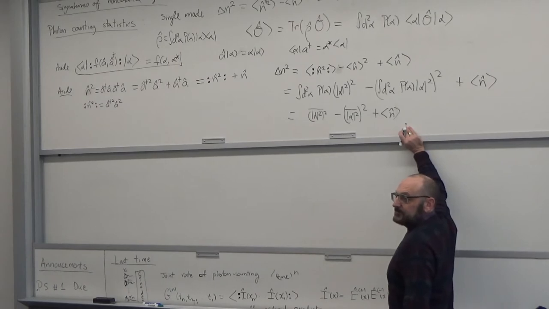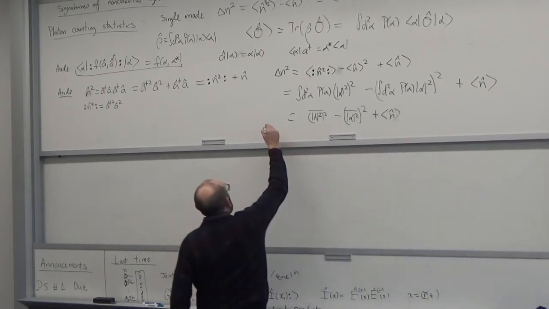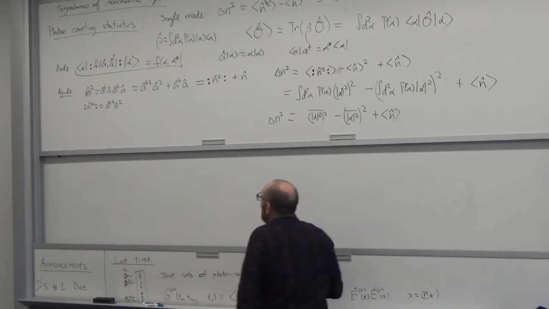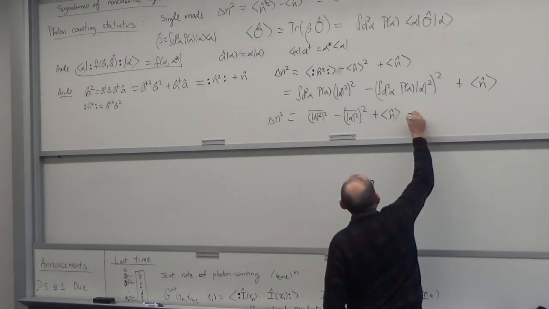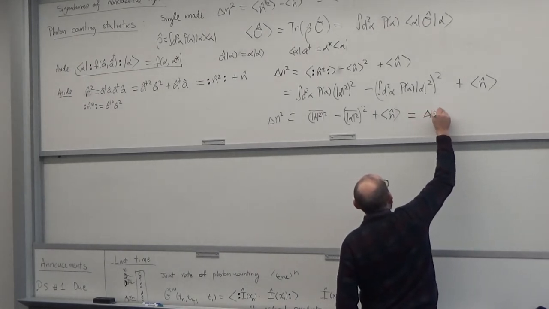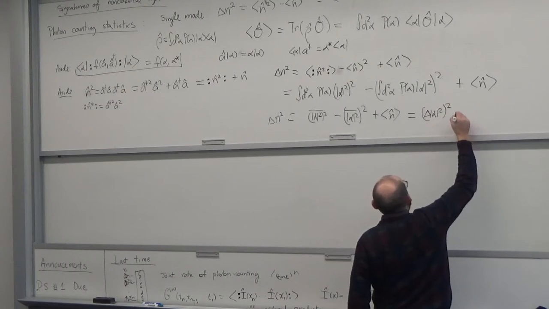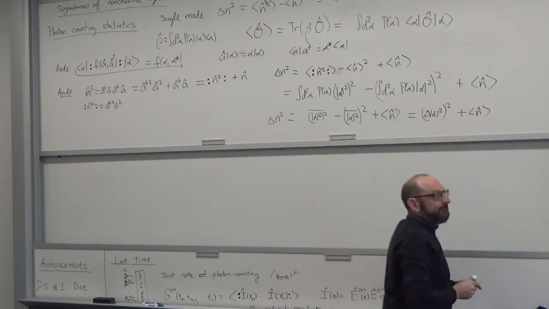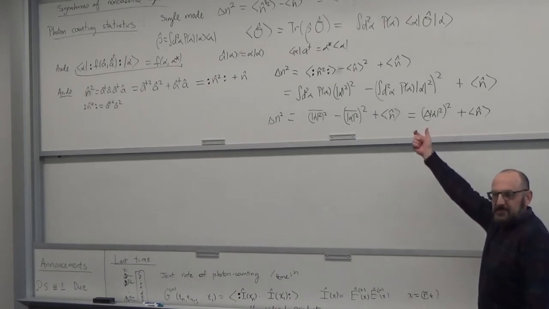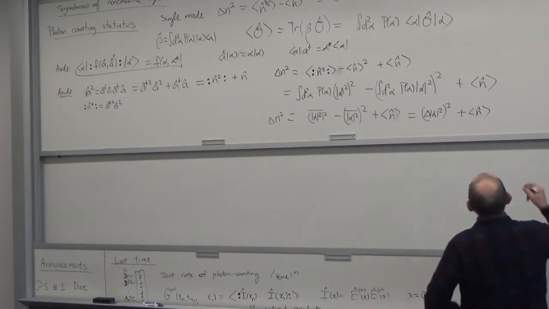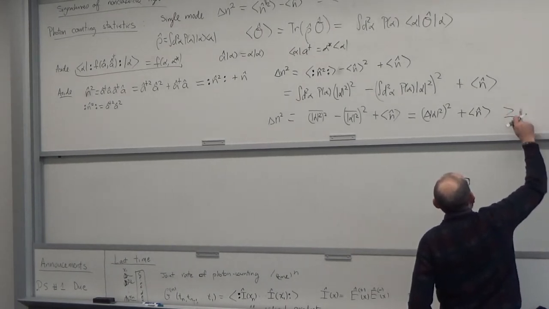You got it? So what we see here is that the fluctuation in photon counts for that single mode is equal to the fluctuation in intensity plus n. So, if this is an honest to God probability distribution, then this variance has to be non-negative, which means that this is always greater than or equal to n.